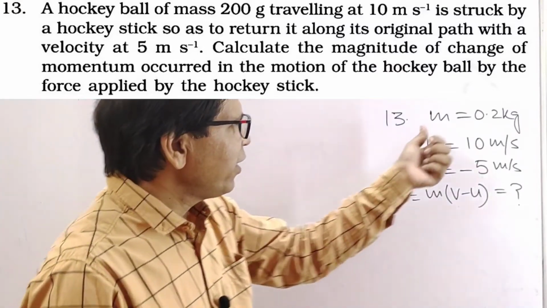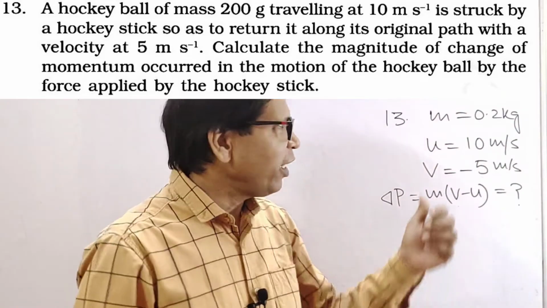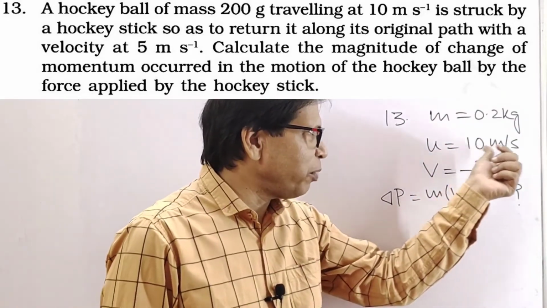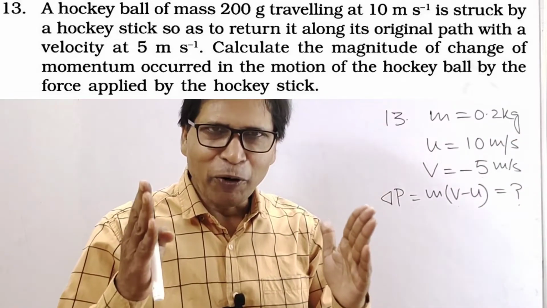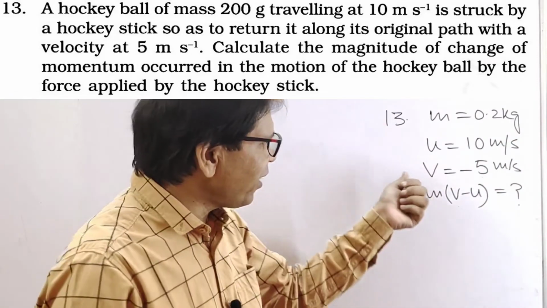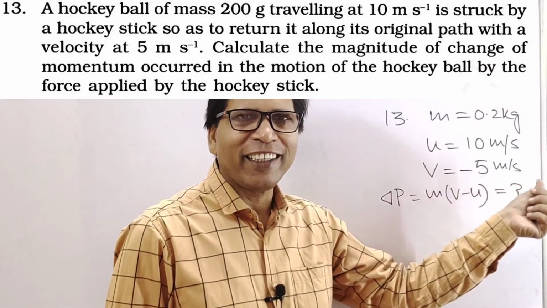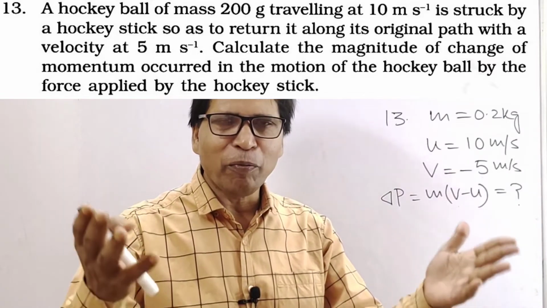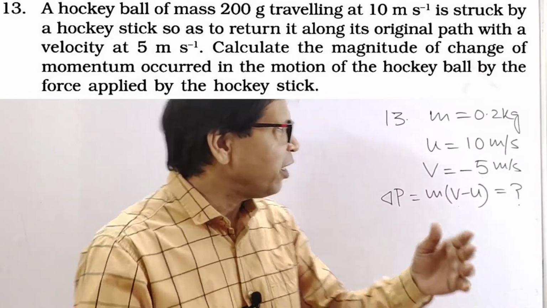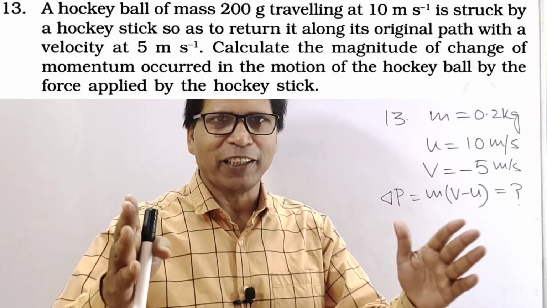Look at this, a hockey ball of mass 0.5 kg moves with velocity 10 meter per second. It is struck by a hockey stick and returns along the same path with 5 meter per second. Now we have to calculate the change of momentum. Look at this, the initial direction of motion is taken as positive.